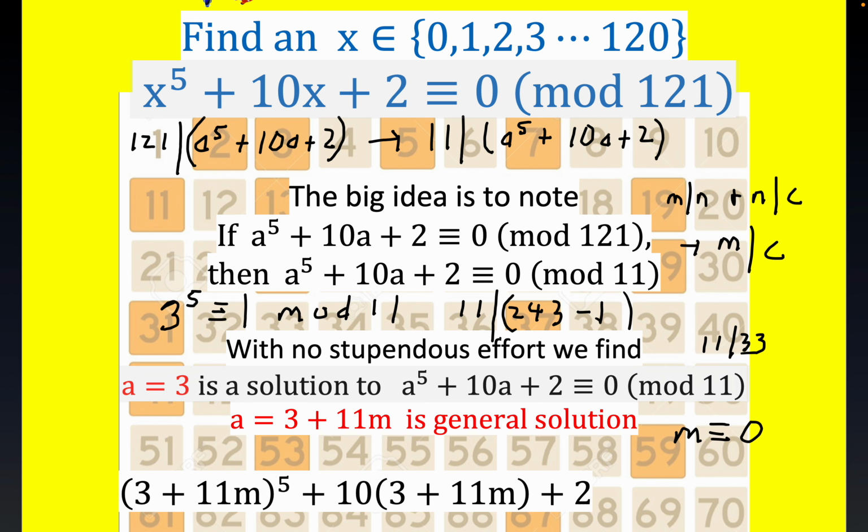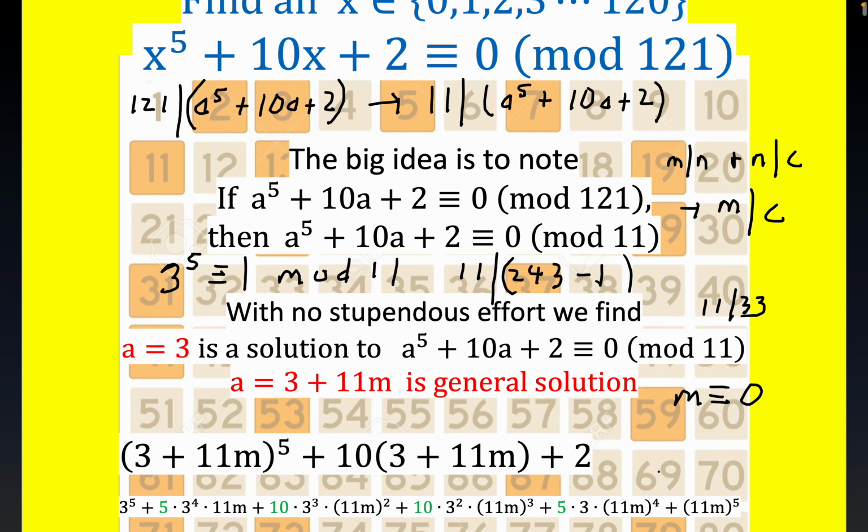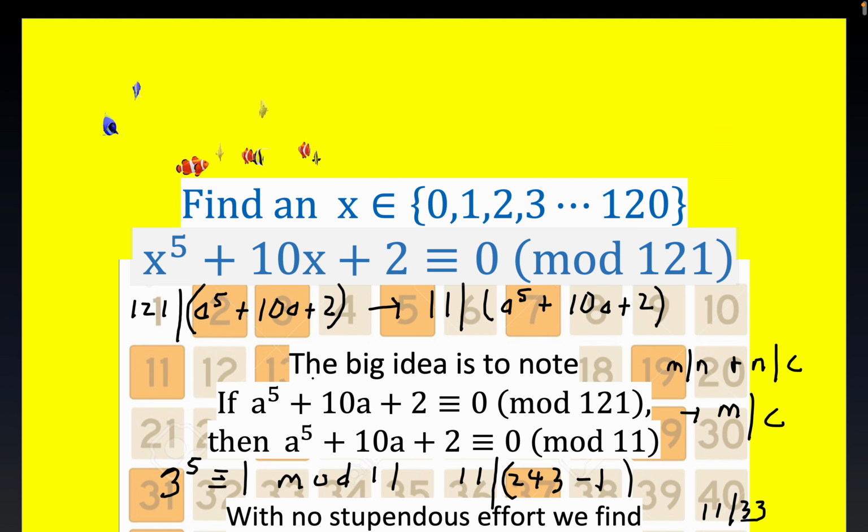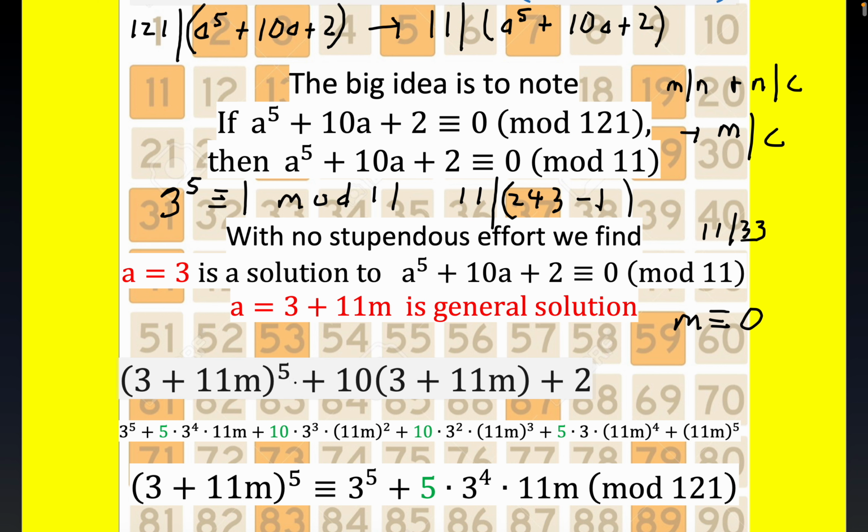Any solution to this would also have to be a solution to this, and that's why we're looking at the smaller modulus. It's a simple but very useful truth. Now, the rest of this, I'll try to minimize the commentary, we need to look at substituting 3 plus 11M into our original equation. Our original equation is an integer to the fifth power plus 10 times the integer plus 2, and that's exactly what we're looking at right here.